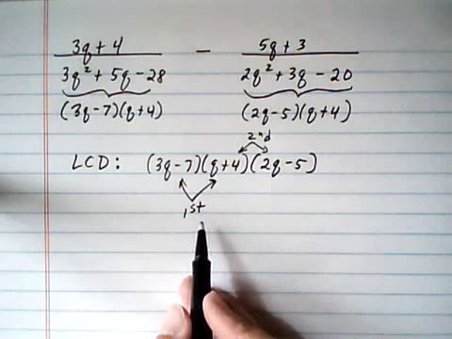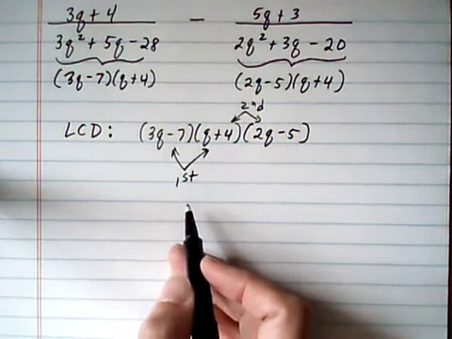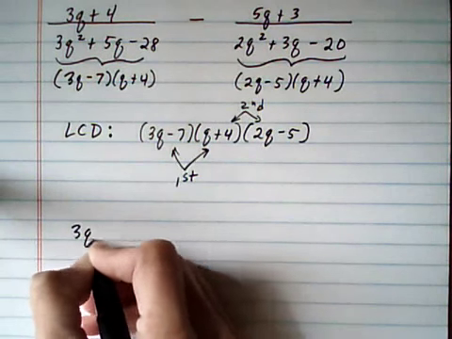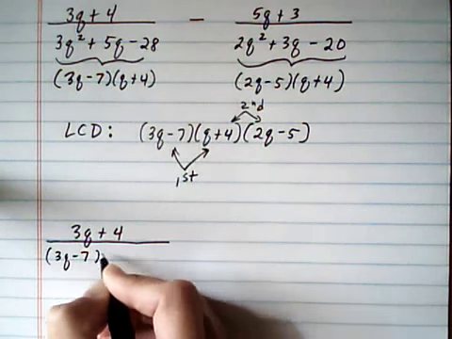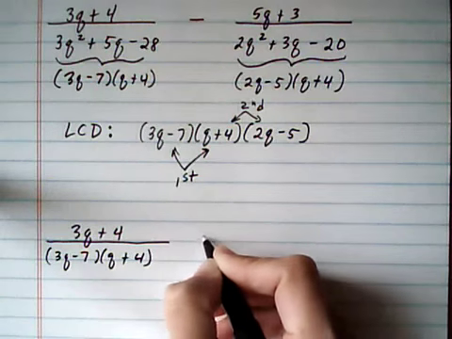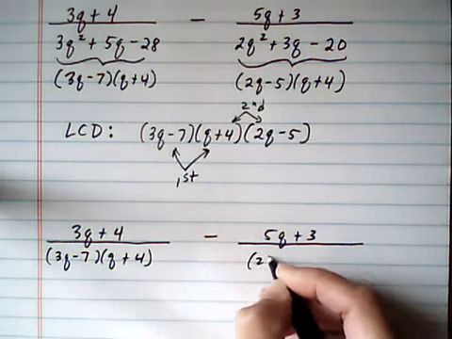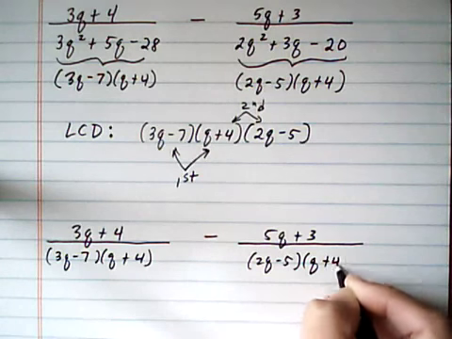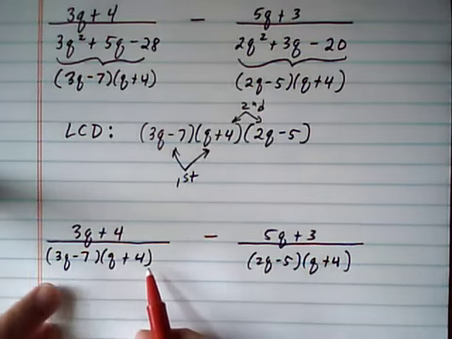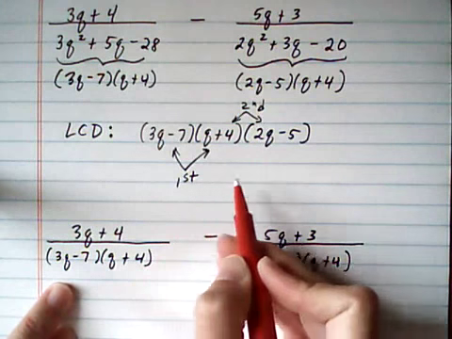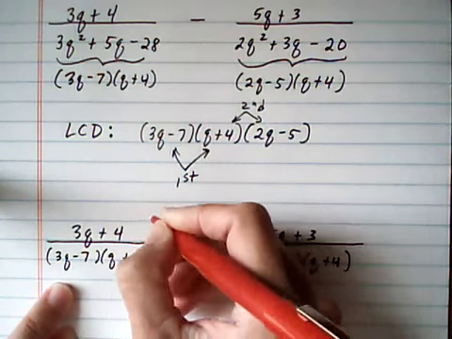Alright, so now what we need to do is force these fractions to have that denominator. So I'm going to rewrite it so it's not too hard to look at. We've got 3q plus 4, and I'll write the denominator in factored form for the first one. And the second one, 5q plus 3 over the factored denominator of 2q minus 5, q plus 4. And now what we're going to do is multiply any missing factor to make the LCD. 3q minus 7, q plus 4 is missing 2q minus 5. So that means 2q minus 5 gets multiplied top and bottom.